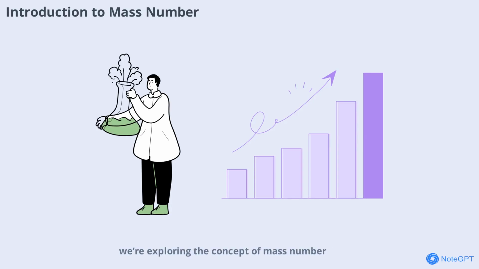Today we're exploring the concept of mass number, a fundamental idea in chemistry and physics. Whether you're a student, a science enthusiast, or just curious about how the universe works, understanding mass number is essential. It helps explain why elements behave the way they do and how scientists identify different forms of the same element. Let's start by breaking down what mass number actually means and why it's so important in the study of matter.